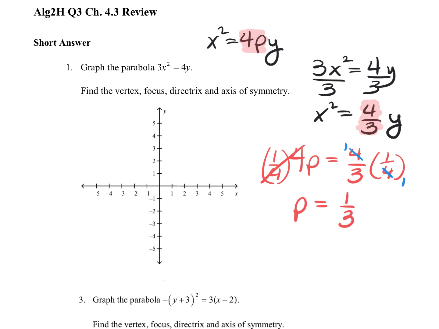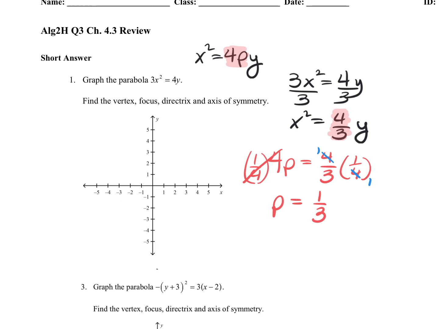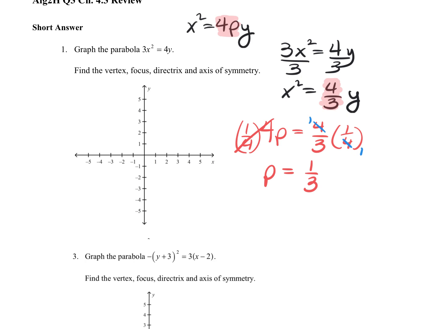Next, I need to take that p-value, and remember the p-value is the distance from your vertex to the focus and the distance from the vertex to the directrix. Notice that there's nothing being added or subtracted to your x squared and your y. So this tells me my vertex is going to be located at 0, 0. So I could put my dot right there at 0, 0.